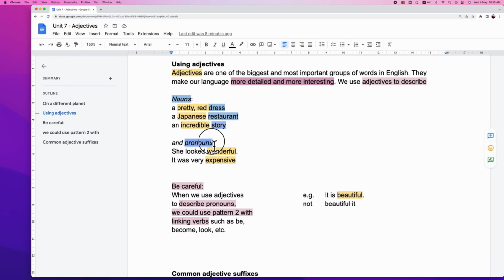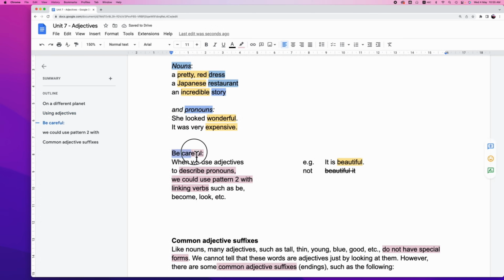We also use adjectives to describe a pronoun. For example, she looked wonderful. Wonderful is telling you more about she. It was very expensive. The word expensive is telling you more about it.